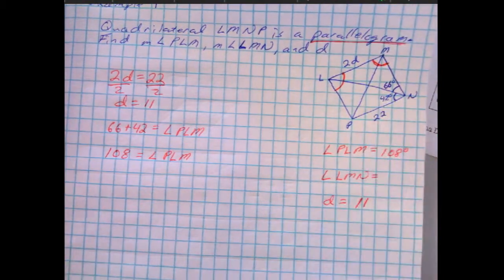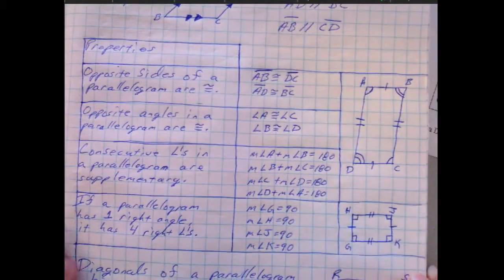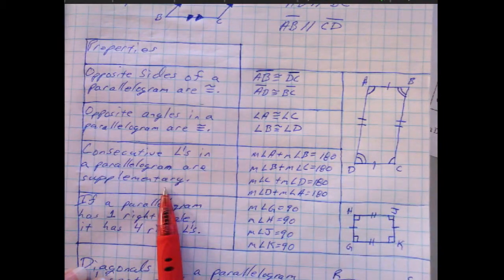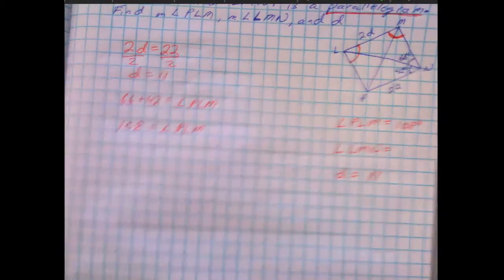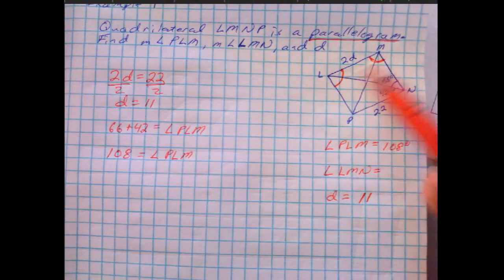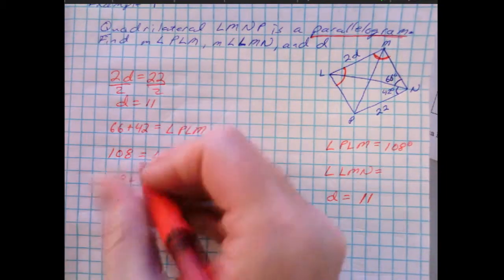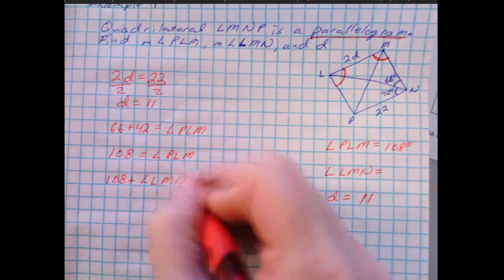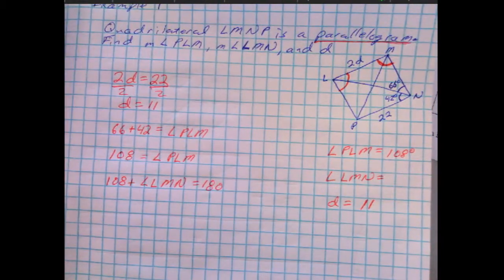Well, that's not an opposite, so I'm going to go back to my properties and see what I can do with that one. The next one says consecutive angles in a parallelogram are supplementary. So if I add them together, I should get 180. So coming back over here to my picture, these are supplementary. Okay, so I have 108 plus angle LMN equals 180. Those are consecutive angles and they are supplementary.